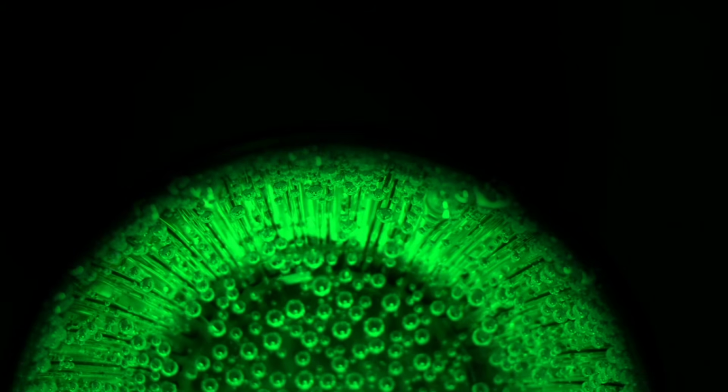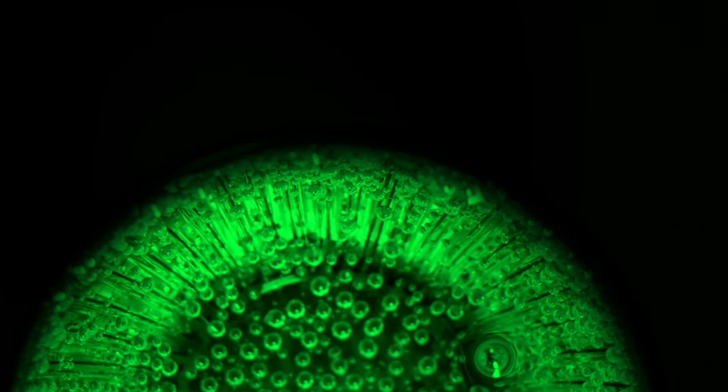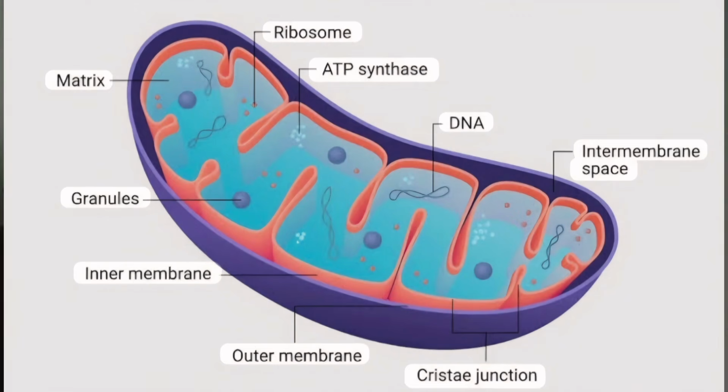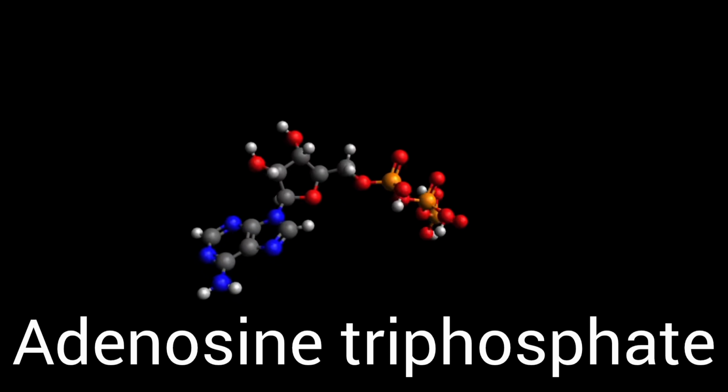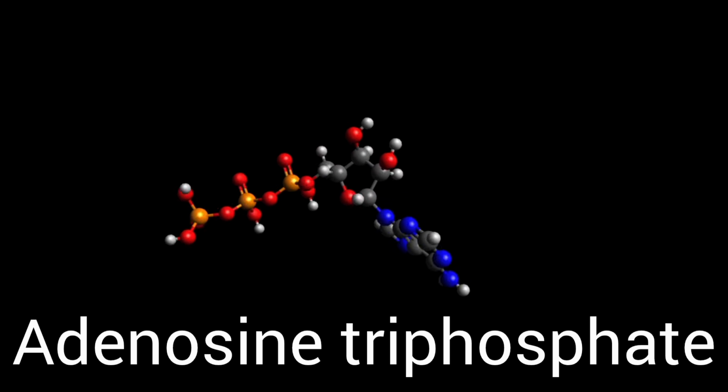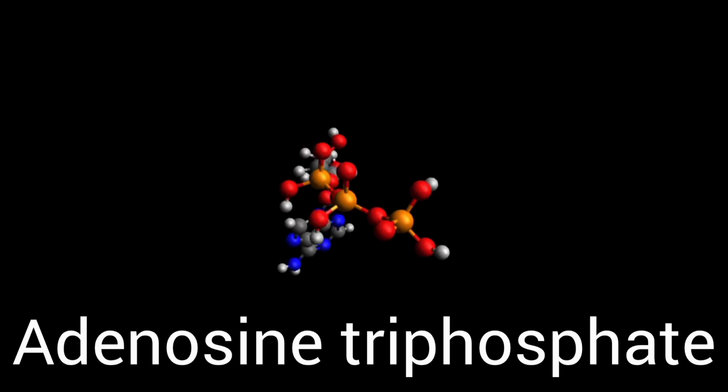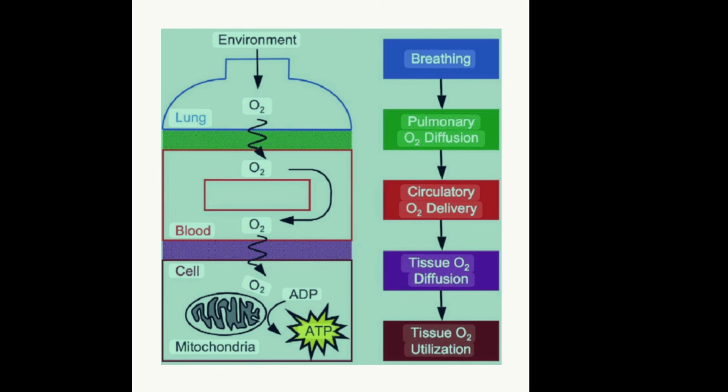To understand cyanide's effect, we first need to understand how cells normally produce energy. Almost every cell in your body has mitochondria, often called the powerhouse of the cell. This mitochondria generates adenosine triphosphate, ATP, which is the molecule your cells use as energy. Here's what normally happens. You breathe in oxygen. That oxygen travels through your bloodstream and eventually reaches the mitochondria.